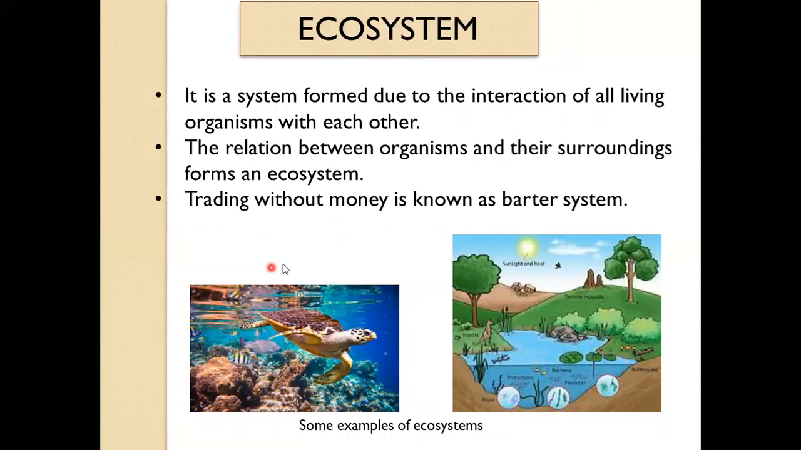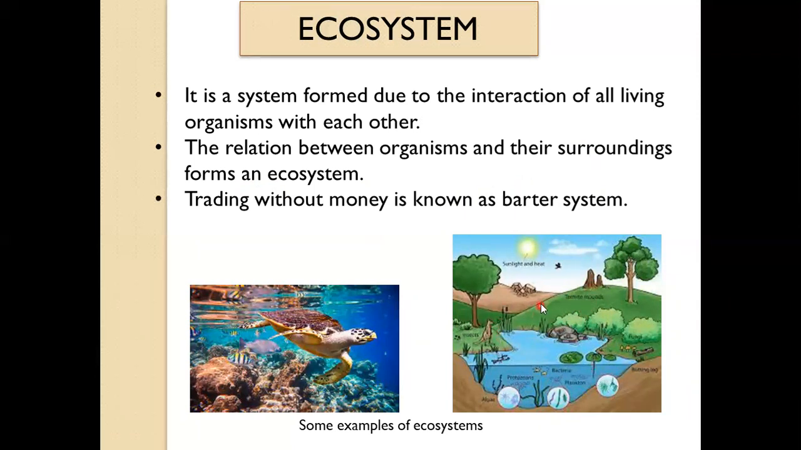Ecosystem. What is an ecosystem? Ecosystem is a system which is formed due to the interaction of all living organisms with each other. Example, let's take here. Sunlight and the heat allow bacteria to grow. This bacteria allows these plants to grow. And then here you can see insects. Let's take another example. Insects are eaten by a frog, the frog is eaten by a snake, then the snake is eaten by an eagle, and the eagle is eaten by some other animal. This is a food chain. This is not ecosystem, but the interaction of all organisms to live.